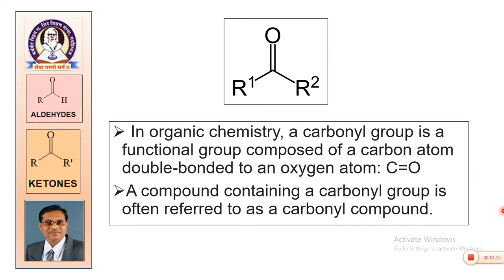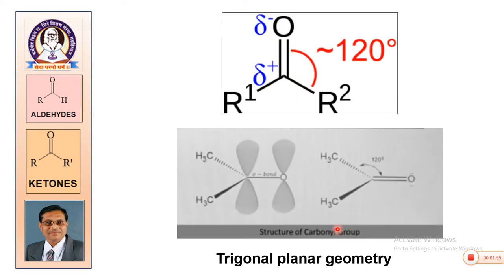So, before going to aldol condensation, let us revise a few things. In organic chemistry, a carbonyl group is a functional group that is composed of a carbon atom doubly bonded with an oxygen atom. So, carbonyl compounds are those which have the C double bond O structure shown here. A compound containing carbonyl group is often referred to as a carbonyl compound.